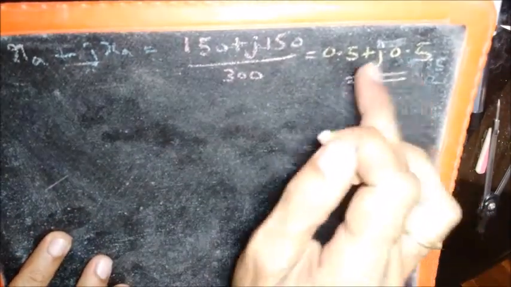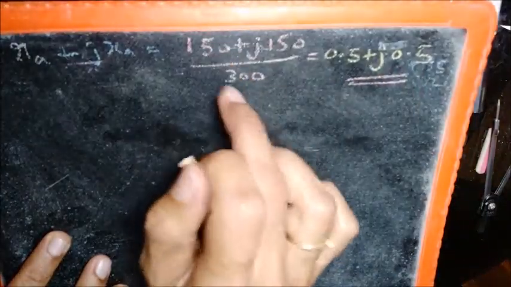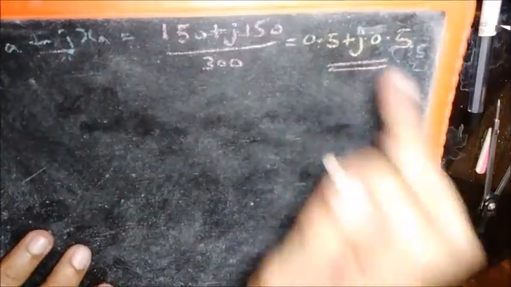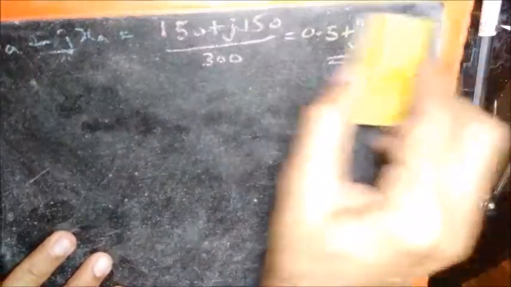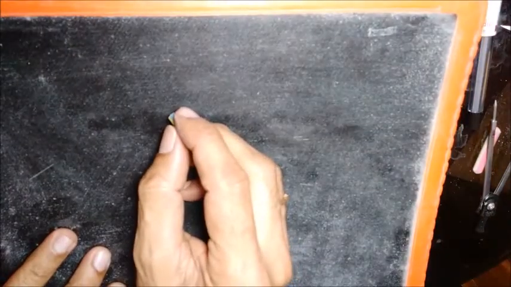Remember, it is normalized, it is dimensionless because you have divided ohms with ohms. So 0.5 plus J 0.5. RA is 0.5, XA is 0.5. So let us locate it on the Smith chart. I think it is the second or third time I am saying transmission line for Smith chart.